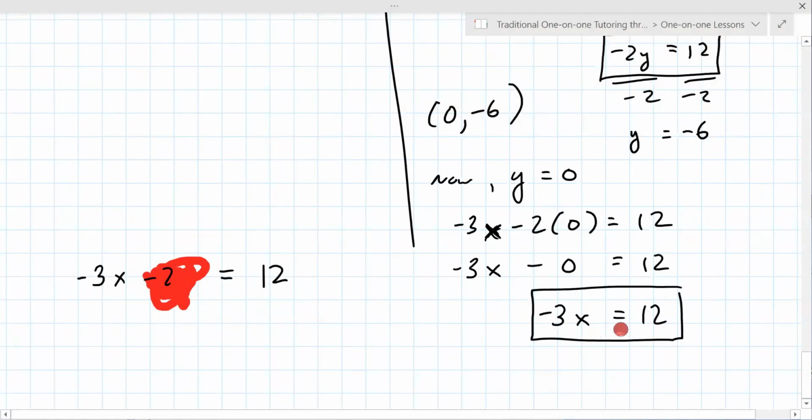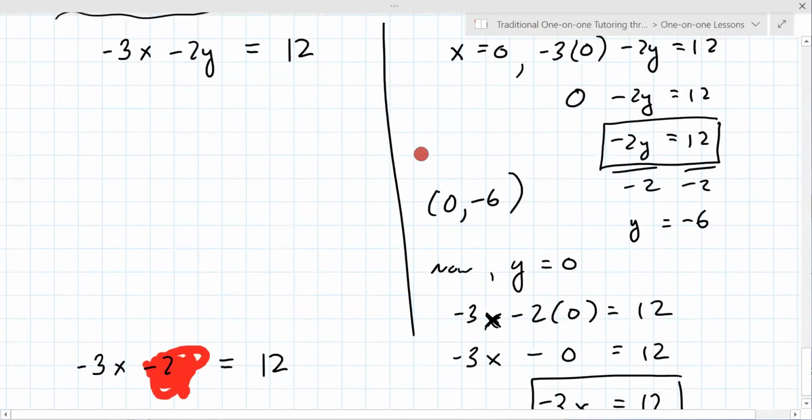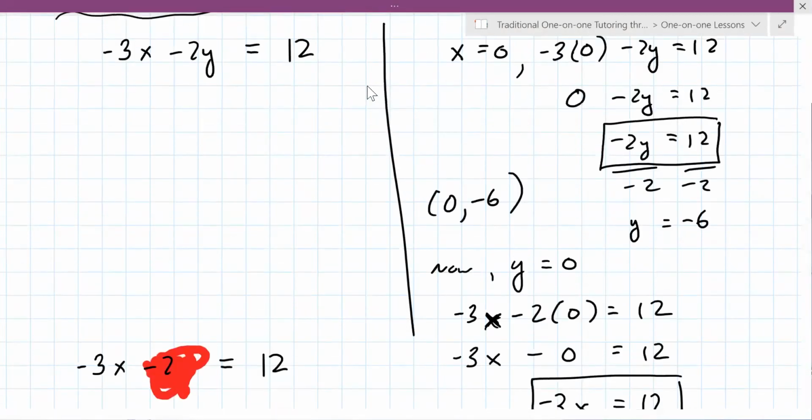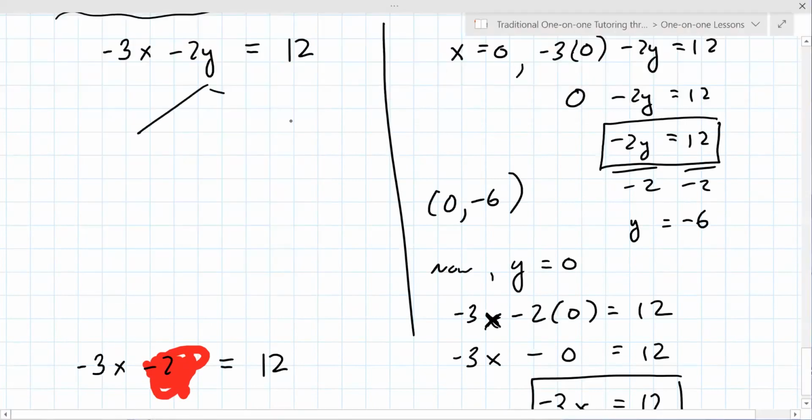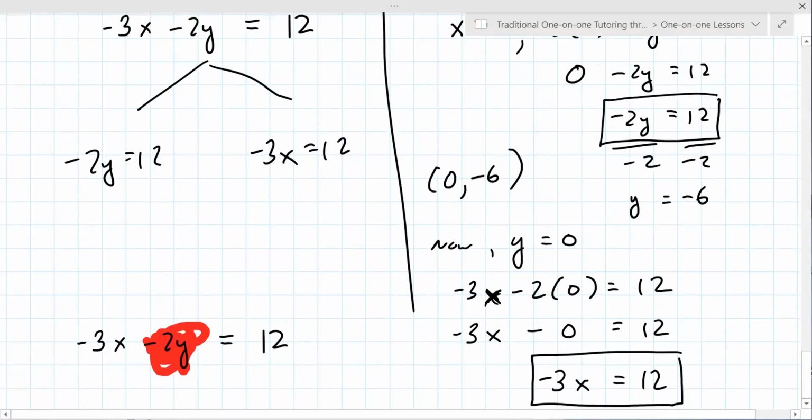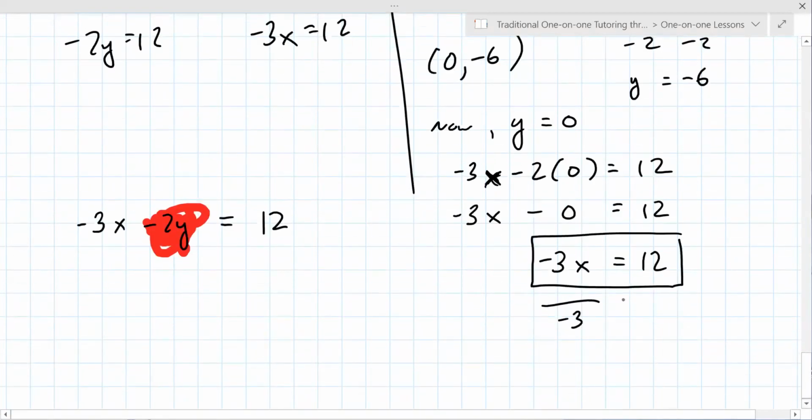What I'm trying to get you to see is I want you to go from the original straight to the two boxed in things. I want you to go, oh, minus 2y equals 12. Okay. Minus 3x equals 12. Without the whole equations and everything, because that's more complicated than it needs to be. And then you solve for x. So here you divide both sides by -3. So x equals -4.